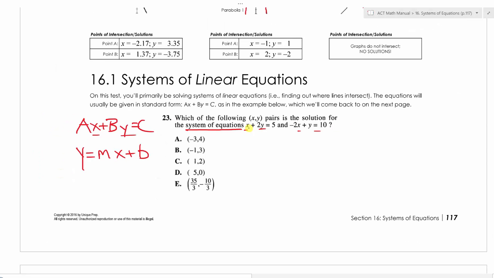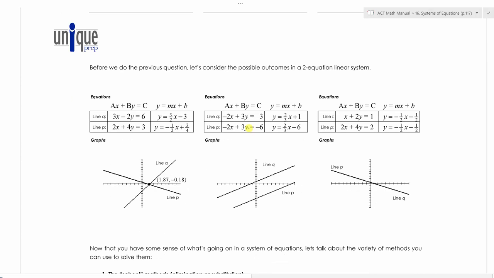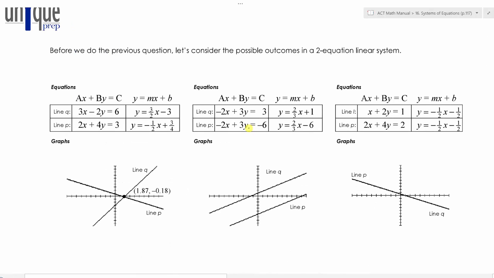Now, before we solve this one at the bottom of page 117, we are going to talk about some of the outcomes. We'll come back to the previous question. Let's talk about what the outcomes can be when we have a two linear equation system. So one situation is the lines could, and I'm not going to go into too much depth here, I'll just point out the scenarios that we're looking at.